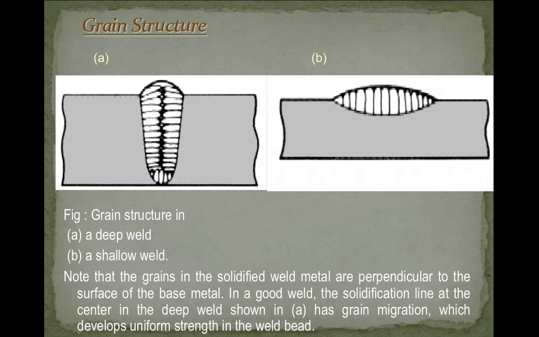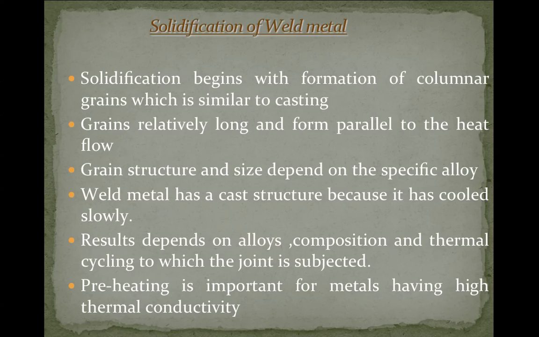In the figure, at figure A a deep weld is shown, and at figure B a shallow weld is shown. In both of these, the direction of heat flow is different, and accordingly the grain structure or the grain growth is parallel to the heat flow direction.